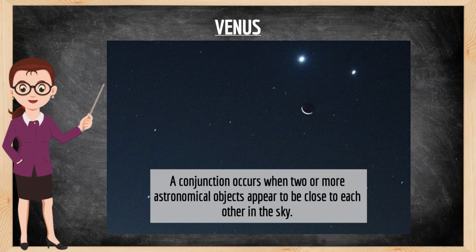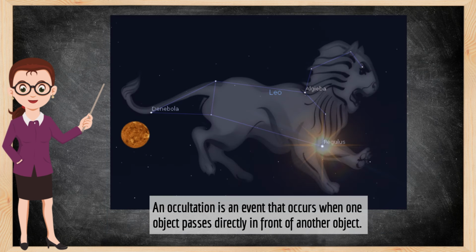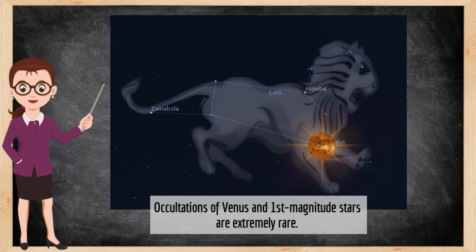Now, one of my favorite conjunctions is when the planets Venus and Jupiter, along with the crescent moon, come close together to make a smiley face in the heavens. And I just love the little smiley face in the sky. So whereas an occultation is an event that occurs when one object passes directly in front of the other object, occultations of Venus and first magnitude stars are extremely rare.